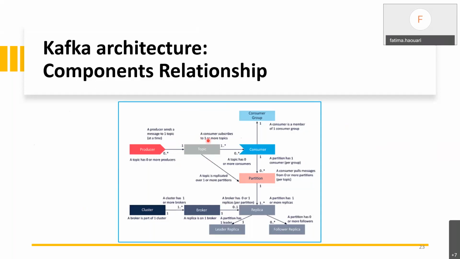A consumer can subscribe to one or more topics, and a topic can have zero or more consumers. Each consumer can be a member of one consumer group, and a partition can have one consumer per group. A cluster can have one or more brokers, and a broker can be part of one cluster. Every replica will have one leader only, and it can have zero or more follower replicas. A consumer pulls messages from zero or more partitions per topic.